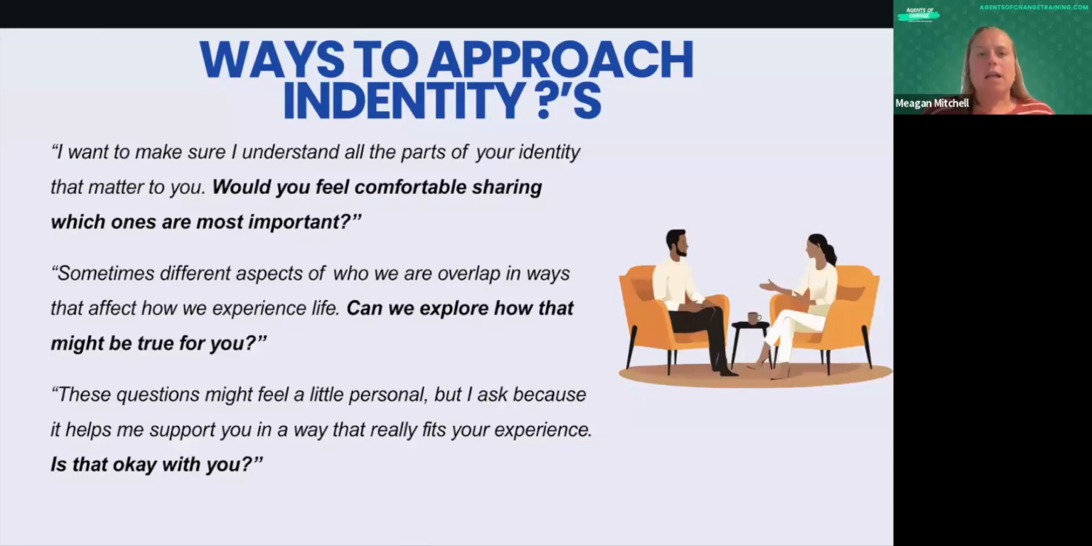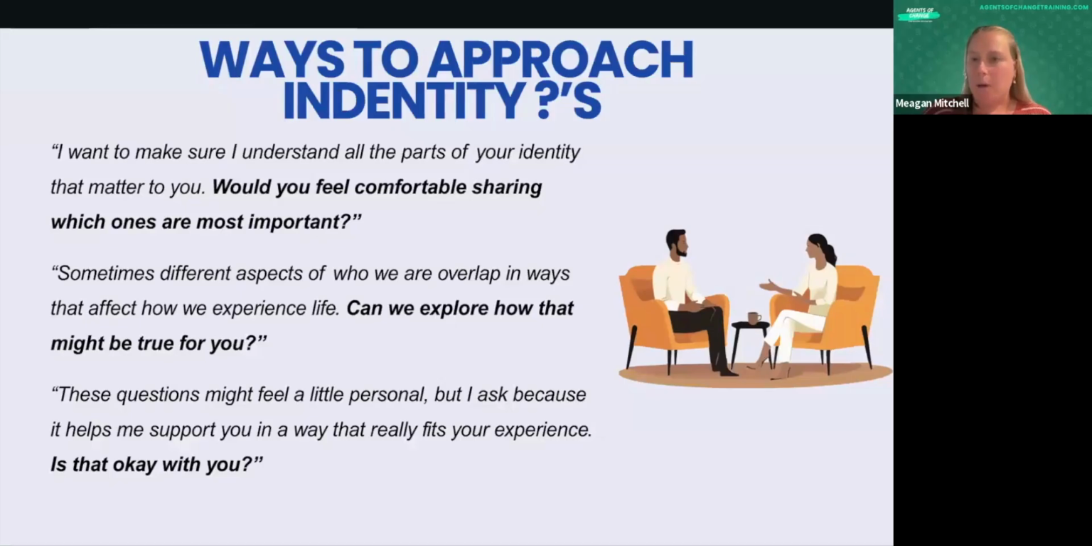But notice here, it's not, tell me about this. Would you feel comfortable sharing this with me? Which ones are most important to you? Not assuming because you look a certain way that it's important to you, but which ones feel most resonant to you? Okay. Second one, sometimes different aspects of who we are overlap in ways that affect how we experience life.